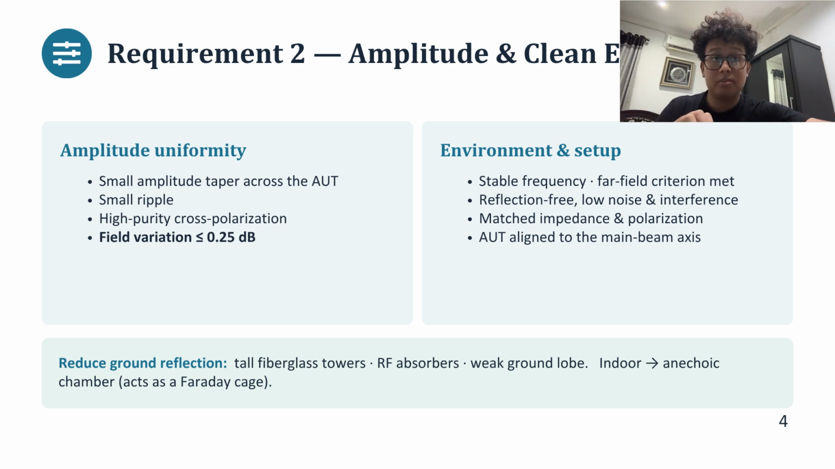Ground reflection is a big one. We reduce it with tall fiberglass towers, RF absorbers, and a source that radiates weakly towards the ground. Indoors, we can use an anechoic chamber, which also works as a Faraday cage.